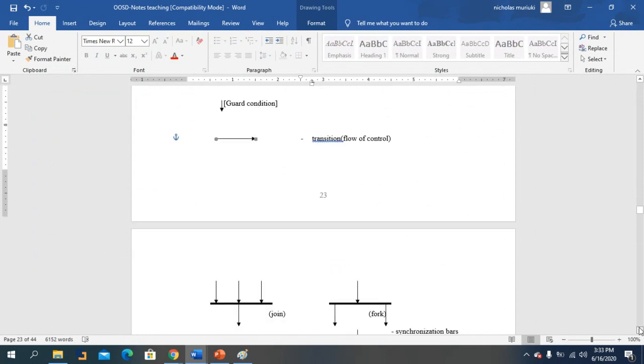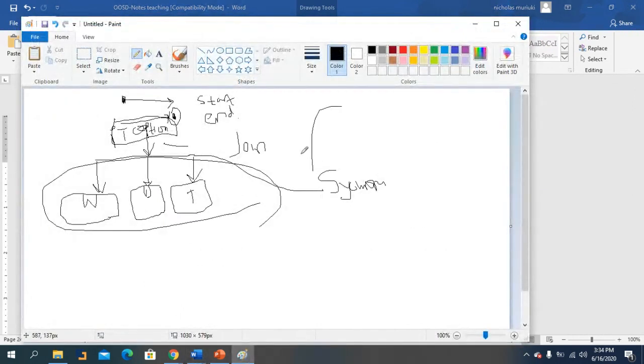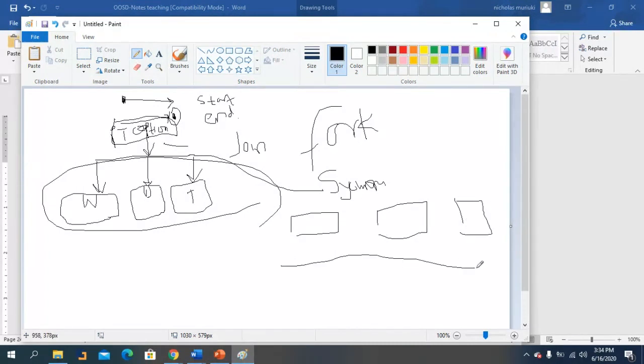And then we have what you call the join and the fork. I'm sorry for this, this was supposed to be fork. So this is the fork. But now, if you change this, you have activity one, another activity, and another activity here, and we have a synchronization bar. When you combine through this synchronization bar, it forms one activity. So many activities form another activity. This is the one that we call join. This one is now the one we call fork.